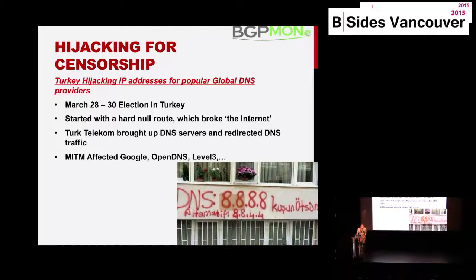So what happened here: it was election time in Turkey, March 28 till March 30, about exactly a year ago now. There was some stuff on YouTube and Twitter that the Turkish president didn't like, and he basically ordered his government to block both YouTube and Twitter for the whole country. So then you as a techie are ordered to do this, and you try to figure out how to do this for a whole country, right? There are different ways of doing it.